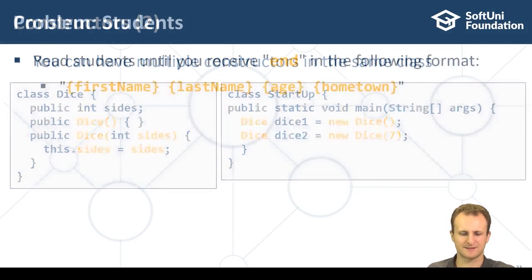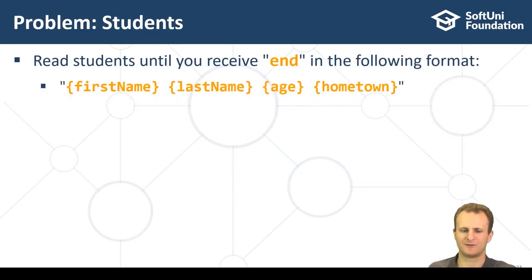Now, let's see what we can do with our newfound knowledge and solve this problem. We have students in the input, and we should read until we receive the string end. Okay, and the format is the following. We have a first name, we have a last name, we have an age, and we have a hometown. And these are all on a single line. So pretty similar to our student class, only it isn't just a name string. It's a first name and a last name, and an age, which is probably an integer, and the hometown, which is probably a string. We don't need to be any more specific than that.